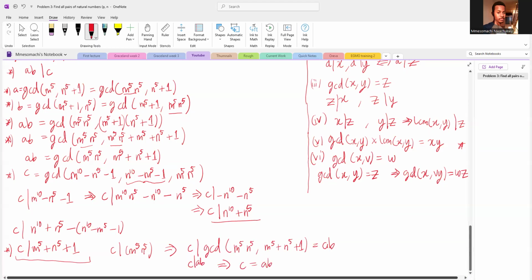So that was quite a mouthful. There might be a more elegant solution, of course. I wasn't the one who proposed this problem. I proposed some other problems on the contest, but not this one. So probably the person who proposed it might have a more elegant solution.